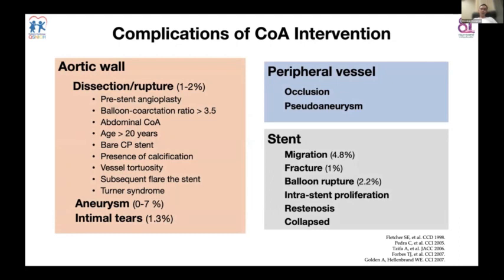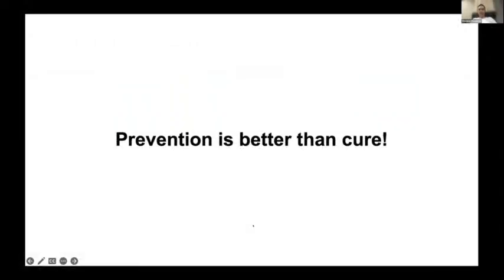When we talk about complications of coarctation intervention, generally we're going to deal with the aortic wall complication, the peripheral vessel complication and also the stent complication. For the stent, it could migrate, it could fracture, could have a balloon rupture, or may have future intra-stent proliferation, restenosis, or even stent collapse. But I'll tackle some of that later on. We use the stent to try to avoid dissection or aneurysmal formation or uncontrolled tear. These are the things that we should consider when we deal with the coarctation. As a general rule, I think for all of us, prevention is better than cure.